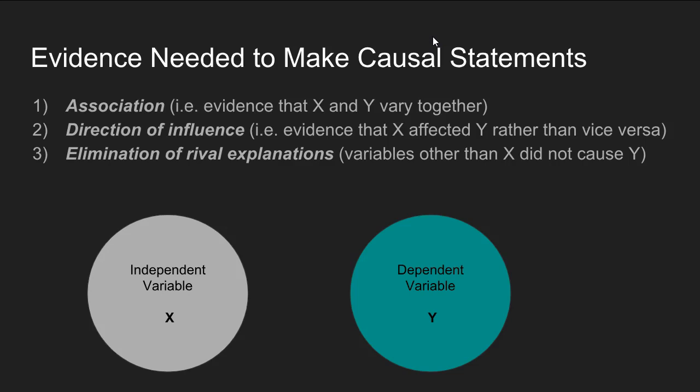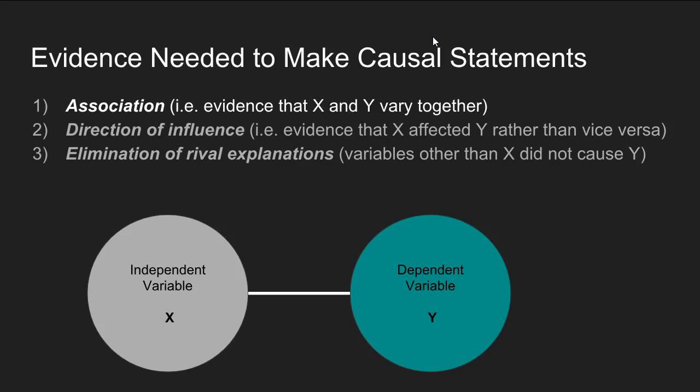Before we jump into the characteristics of experiments, one of the things that experiments allow the researcher to do is to make causal statements. If experimental results are statistically significant, it provides evidence of a causal relationship between some independent variable or treatment exposure X and some outcome variable or dependent variable Y. But in order to make causal statements, the researcher must establish three things. These include association, direction of influence, and the elimination of rival explanations.